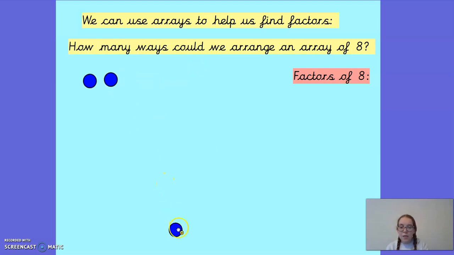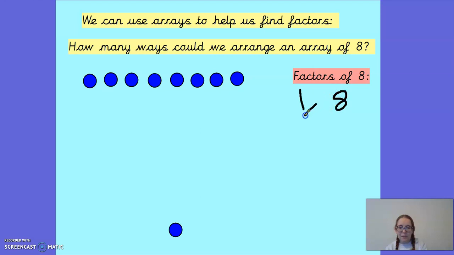8. I'm going to start by doing my 8 counters in one line. So that's 4, 5, 6. Oh, hang on a minute. 6, 7, 8. Double check. That's 8 counters. So I know that my factors of 8 must be 1 and 8. So I can arrange them in one long line. Lovely. Let's go back. Let's do another array.